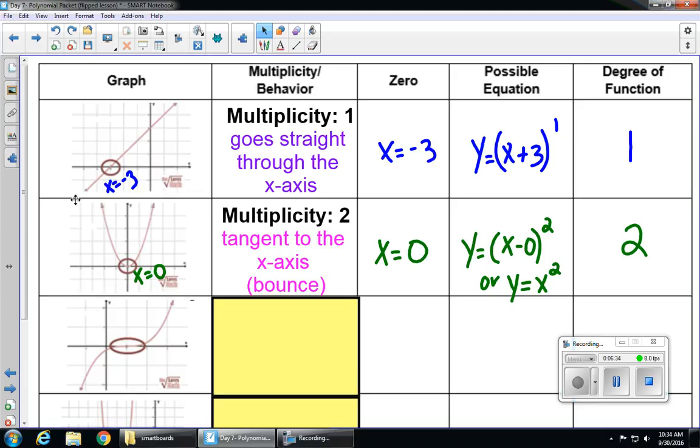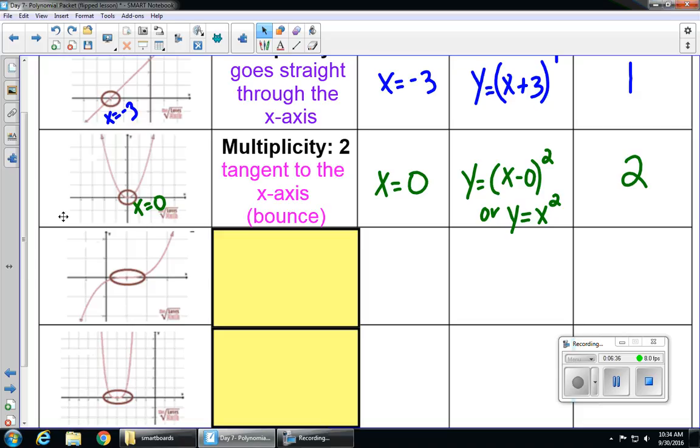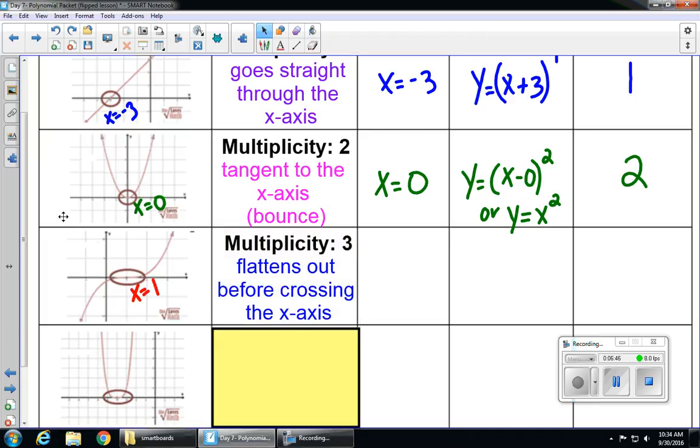If we take a look at our third graph, this graph crosses over the x-axis at, let's say, x equals 1. So let's label that. And this is what we know as a multiplicity 3. It flattens out before it crosses the x-axis. So unlike the first picture, it doesn't go straight through. It kind of squiggles through.